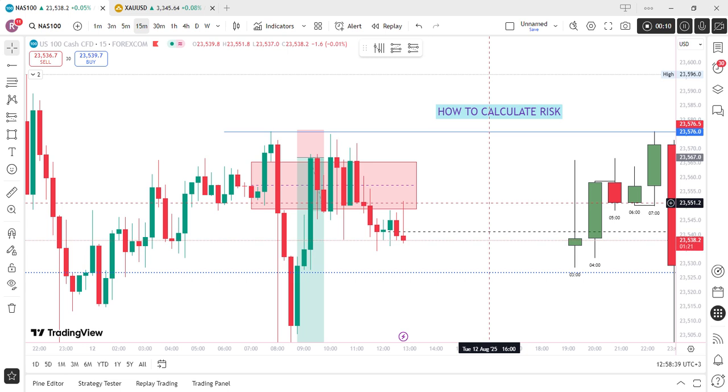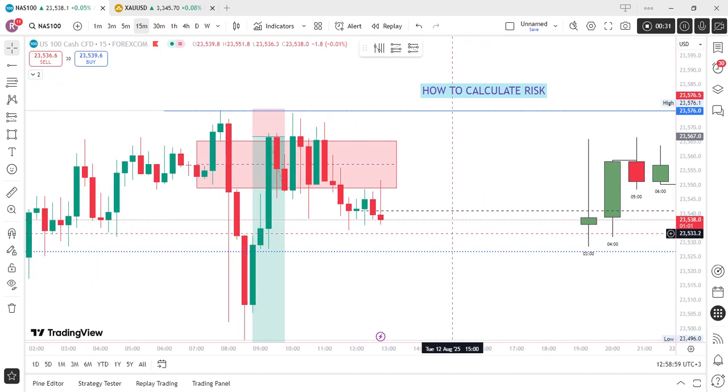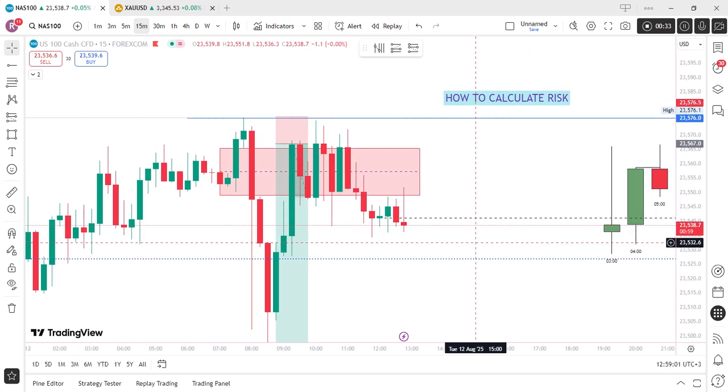And in this video, we're going to be covering how to calculate risk. In order to calculate risk correctly when trading, especially if you're an intraday trader or trading with a prop firm, you must approach risk in a systematic and consistent way, in order to be able to keep your accounts and not blow them.